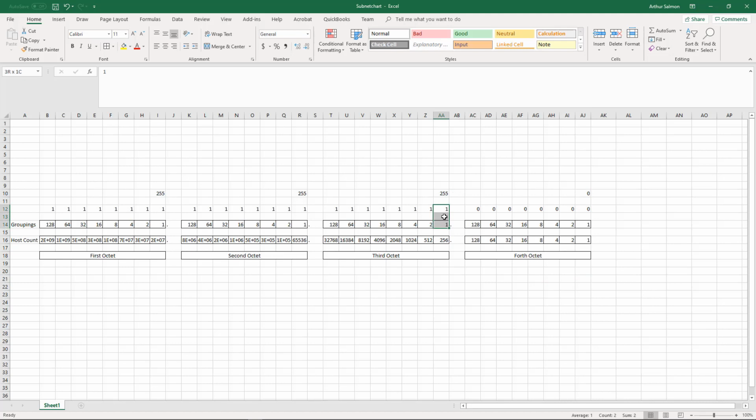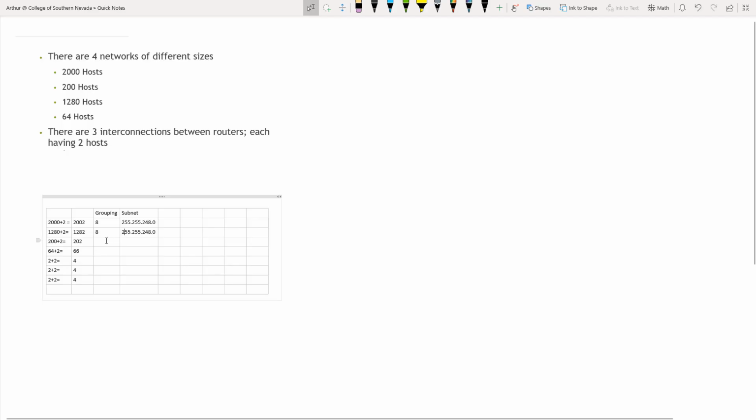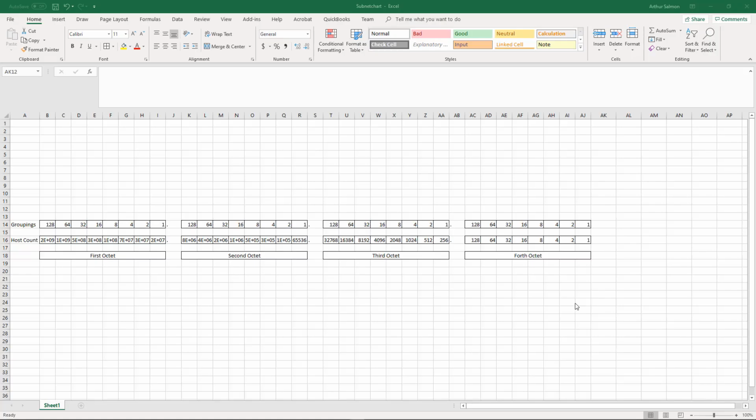Important to note where the grouping is. The grouping is in the 1 position. That's where the 1 on the far right hand side is. Again, I'm looking at this guy right here. So a grouping of 1, and the subnet is 255.255.255.0. Next, we're going to figure out where our network of 66 will go.